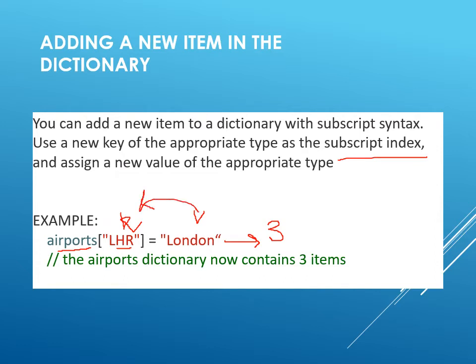This is the syntax that how you can add an item or a value in your dictionary. It is same as we did in our array. This is the assignment operator, and by writing the key in these square brackets, we initialize that LHR is the key, and writing the item in these double quotes indicates that this is our value.